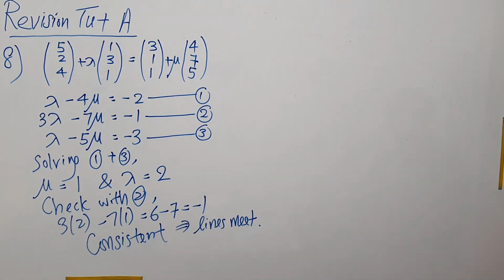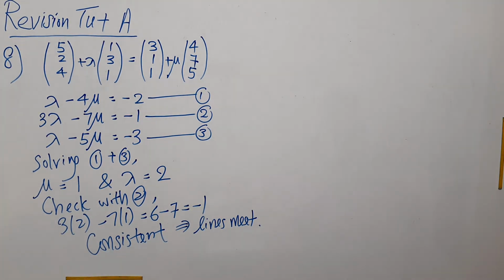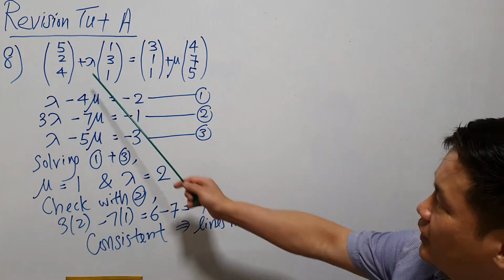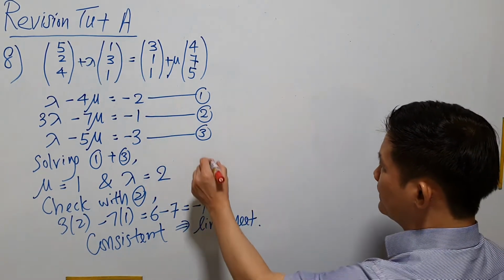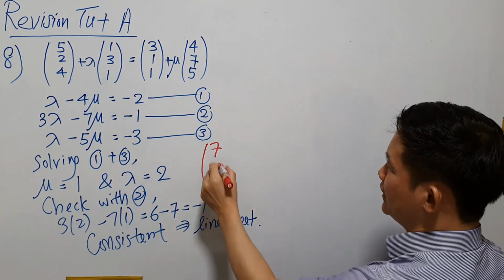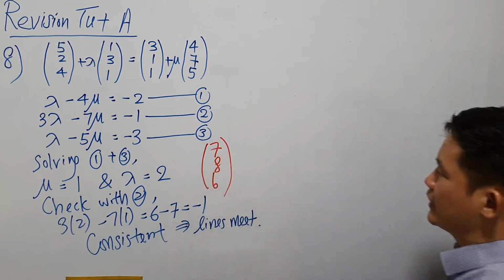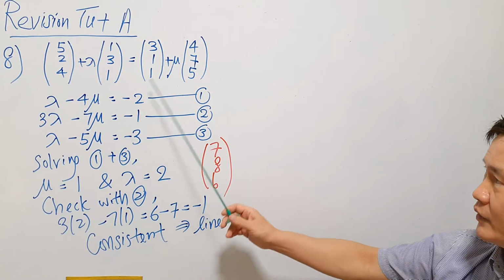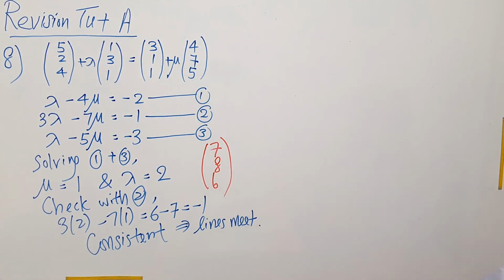Now that you know the two lines meet, how do you find the point of intersection? You have two choices. Either you put lambda as 2 into here, you get 7, 8, 6. You will get the same thing if you put mu as 1 into here: 7, 8, 6. It's not surprising, right? It must tally. So that's why they do meet.